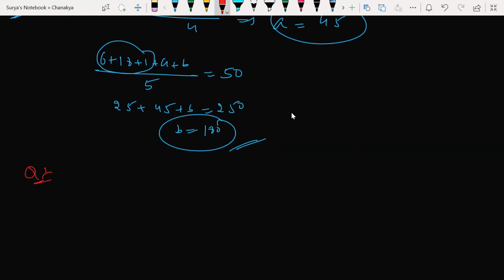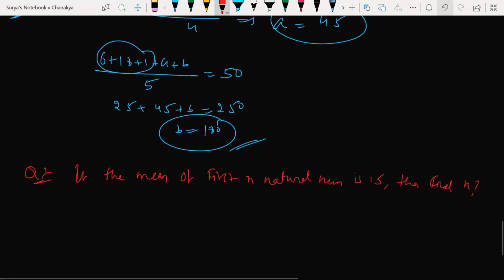Find the mean of first n natural numbers is 15. These are 2 marks questions. If the mean of first n natural numbers is 15, then find n. Find the value of n. Make it fast.